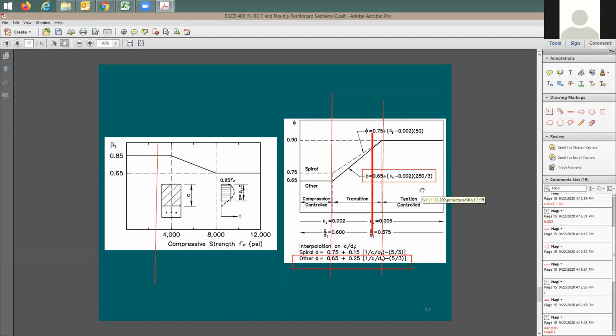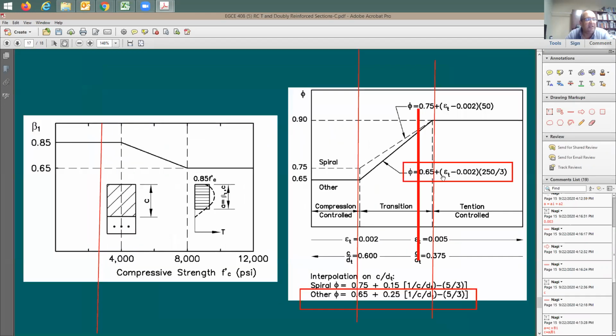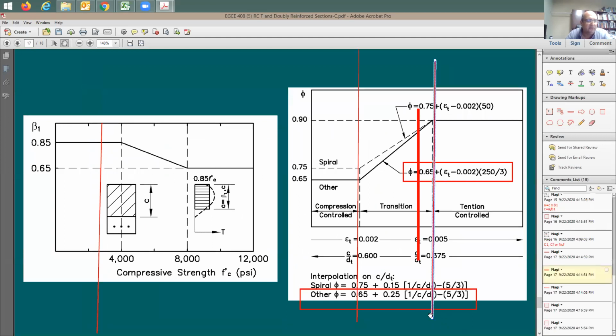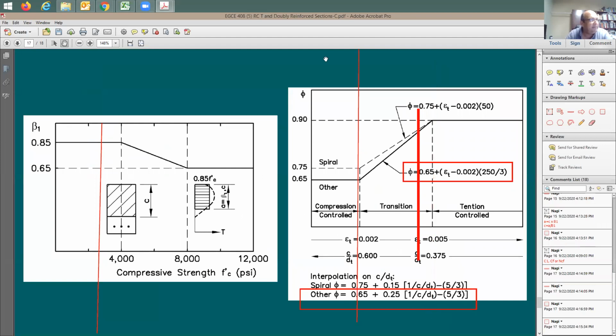Professor, what is the difference between these two equations, spiral and other? Same. One of them is going to be based on the strain in the steel. So if you have the strain in the steel from your analysis or calculation, you can just use it in this equation. And this one here, you just do c over d, but they're the same. But I mean, what is the difference between the two equations for c over d? This one and this one? Yes. Oh, this one is for the spiral.